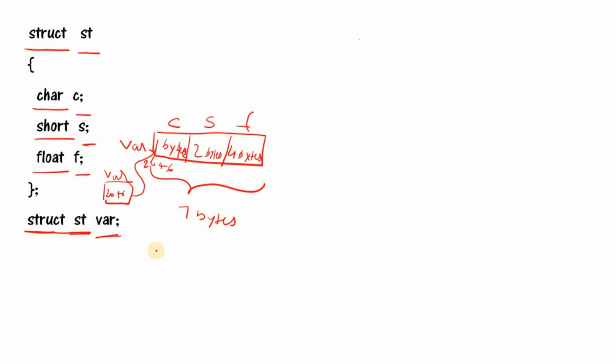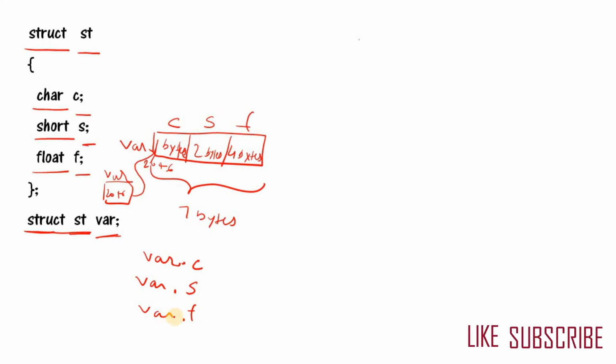Let's consider how we can access the value of this structure element. Simply var dot c, var dot s, var dot f, using the dot operator. So we can also call it an accessor. Here dot is called an accessor in structure. With the help of this accessor, we can store all the elements of this structure at a time, and we can access or process all the elements at a time. But in case of union, it is not possible.